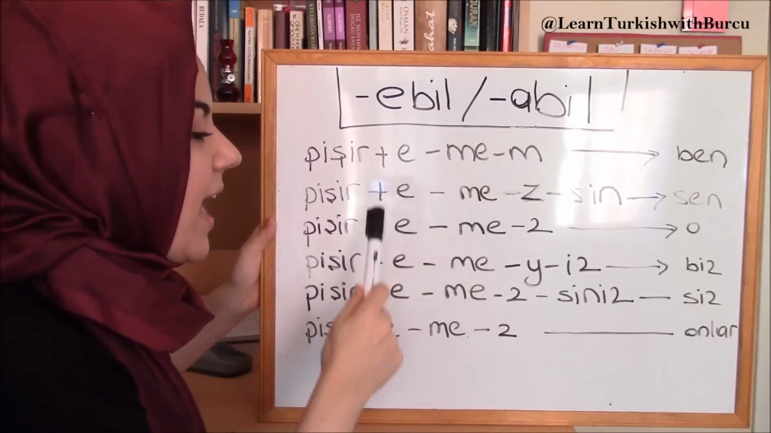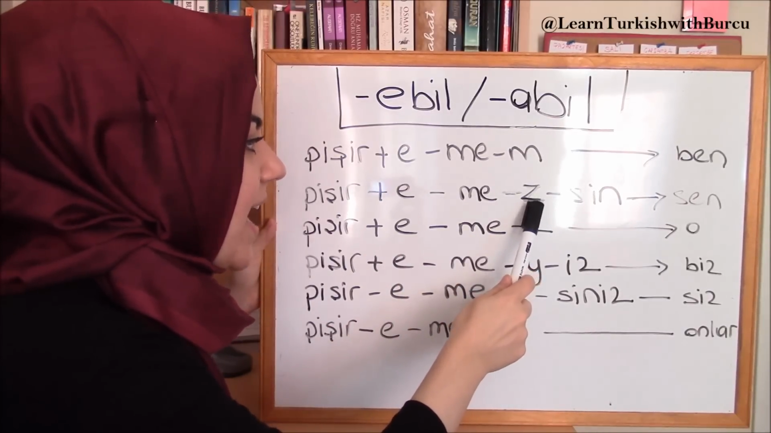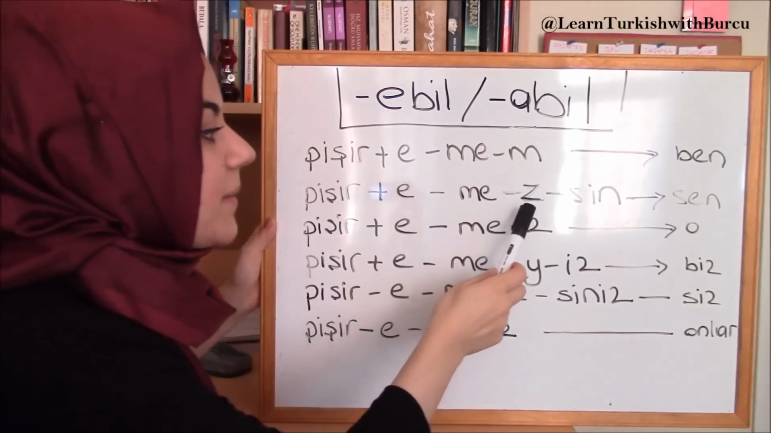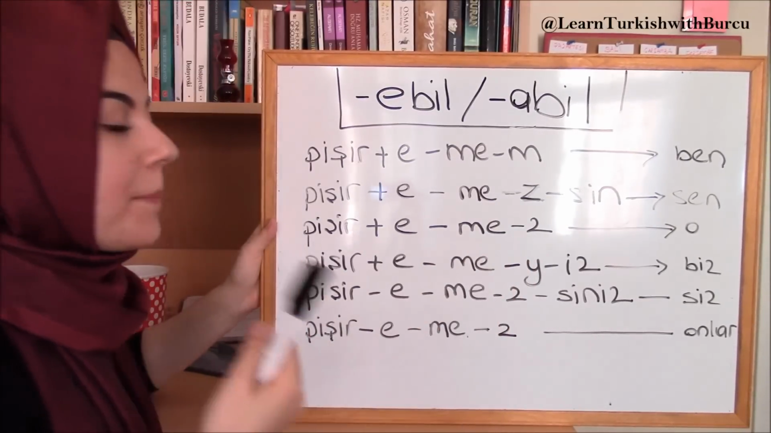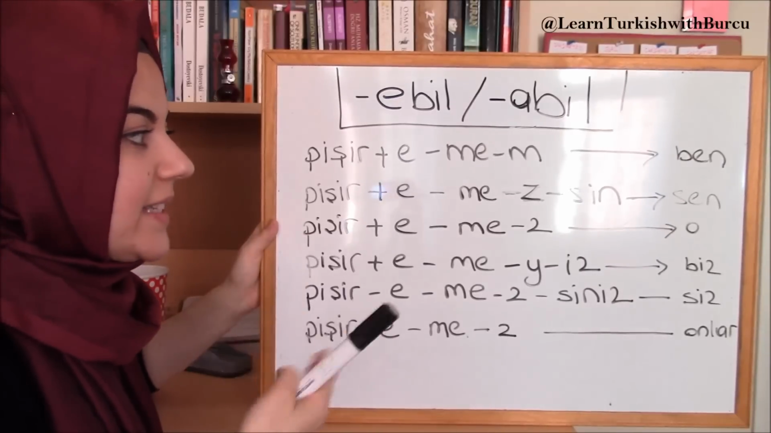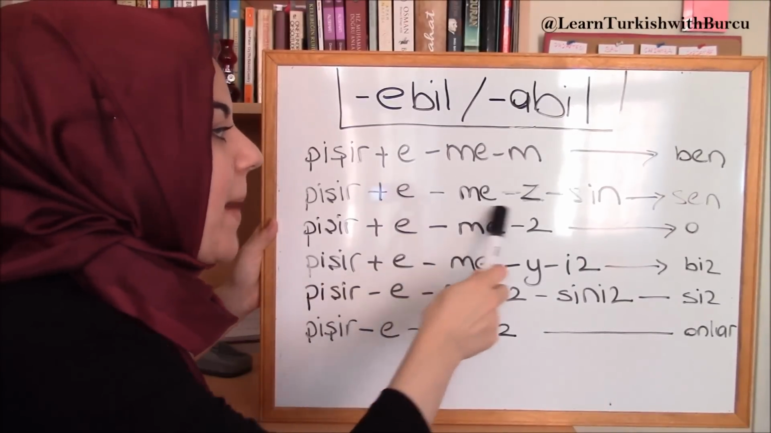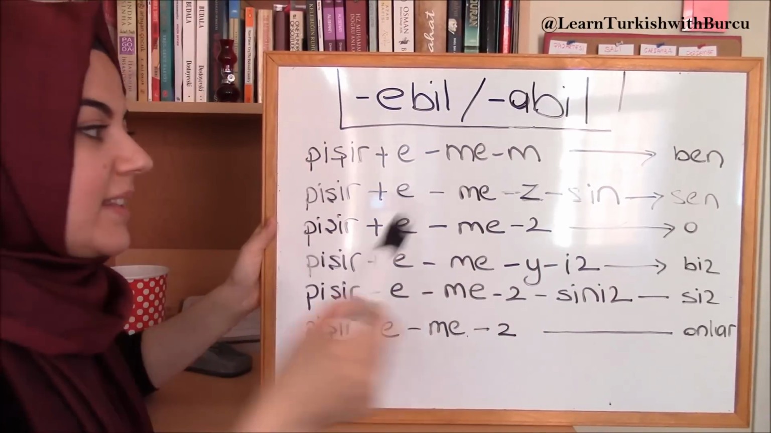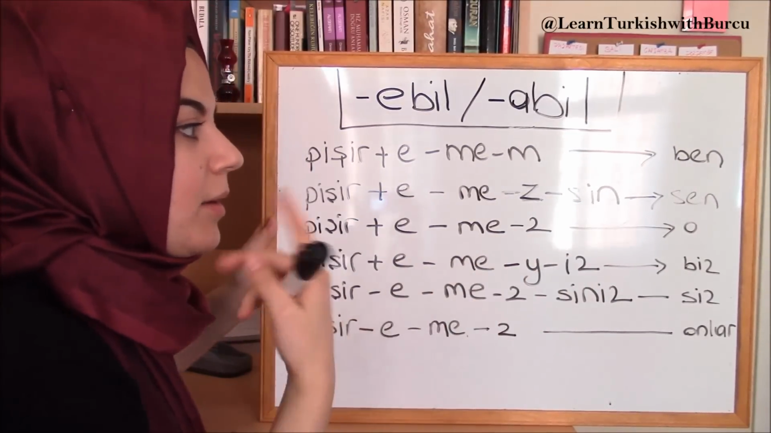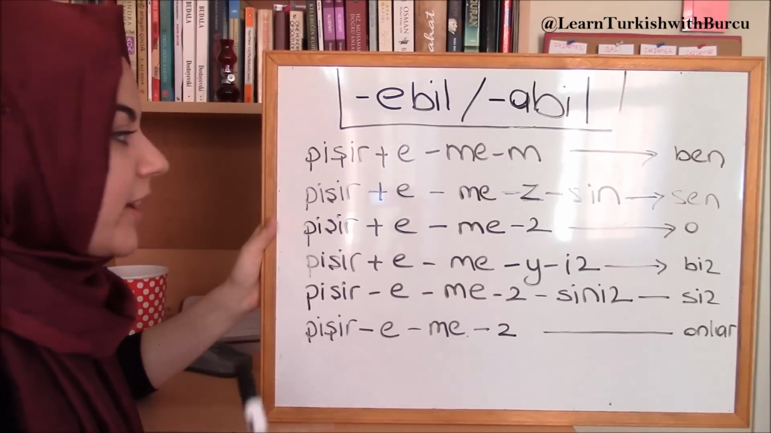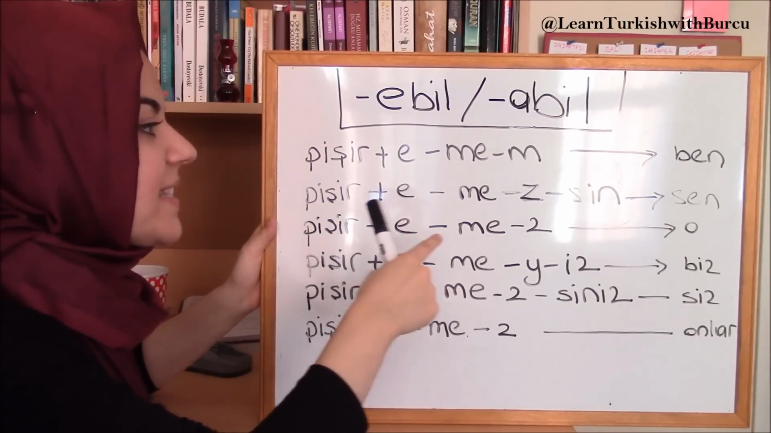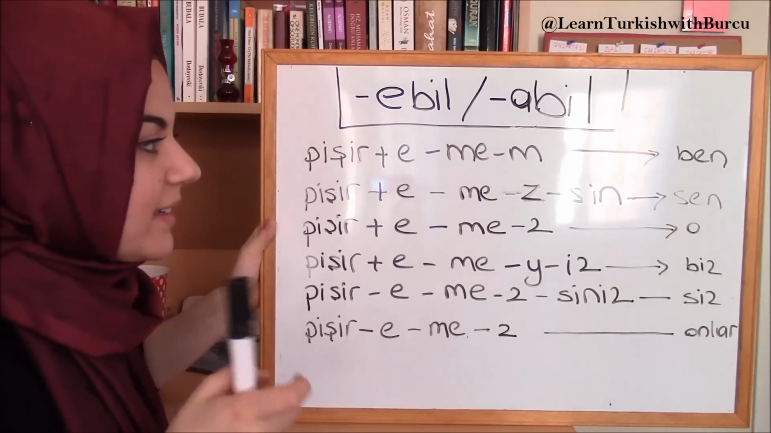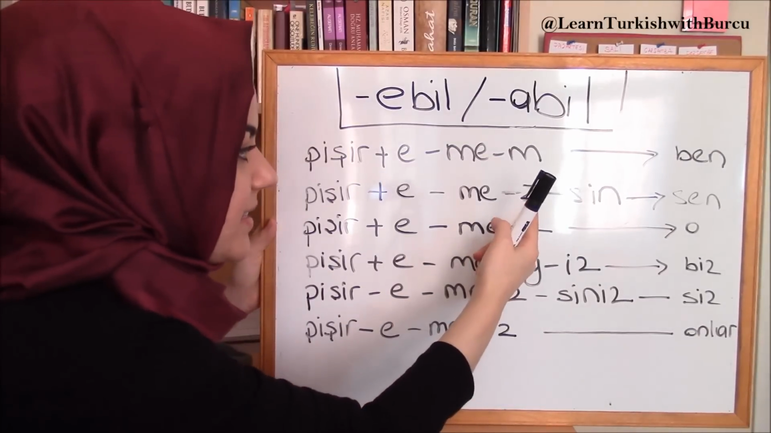Negative suffix, and the z sound is for present tense, for general, it's a time suffix. Pişiremez, o pişiremez. Sin, sen, this is for the second person singular. Pişiremezsin. Let's see the logic behind this z.